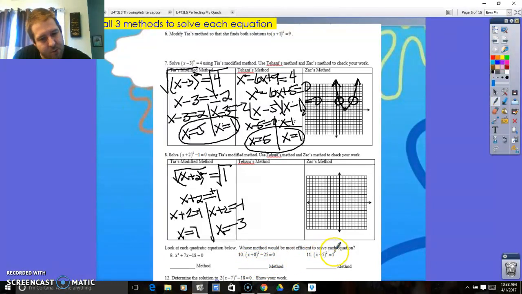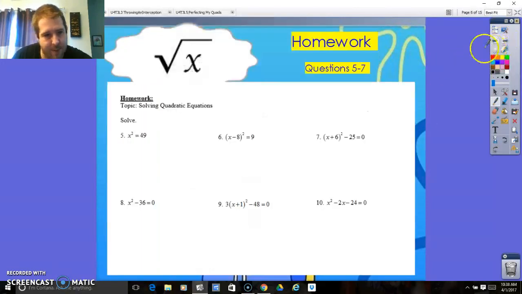And this is also a perfect square on both sides, so I would say Tia's method would be better. The square root method, because both sides are a perfect square. All right, let's get to that homework.